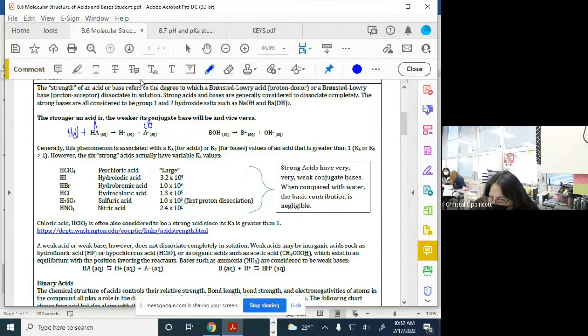So generally speaking, the phenomenon is associated with the Ka for acids and Kb for bases that is greater than 1. So we consider anything with a K value greater than 1 to be a strong acid, or if it's a Kb value, a strong base. That's because when compared to water, it's going to pretty much fully disassociate. So these are your strong acids. And for sulfuric, it is just the first hydrogen that comes off that is strong. The second hydrogen is going to be considered a weak acid.